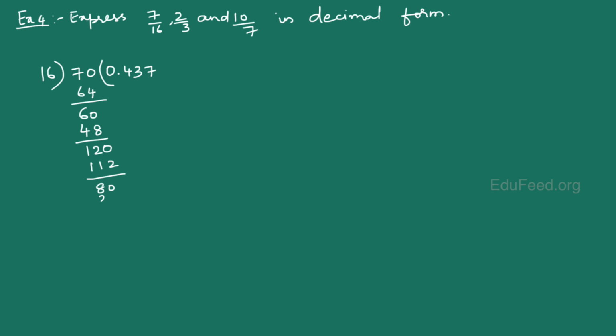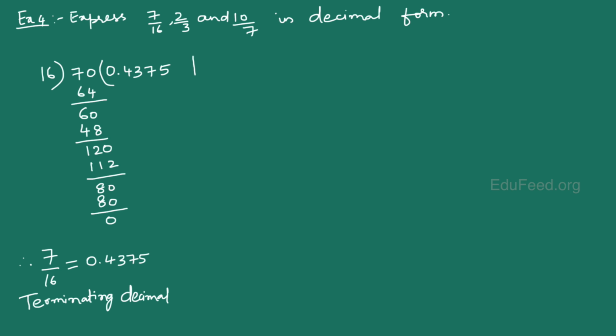Then 16 into 5 would be 80. And you end up getting 0 remainder, which means 7 by 16 is equal to 0.4375, which is a terminating decimal. We'll see what is a non-terminating decimal in the consequent example.